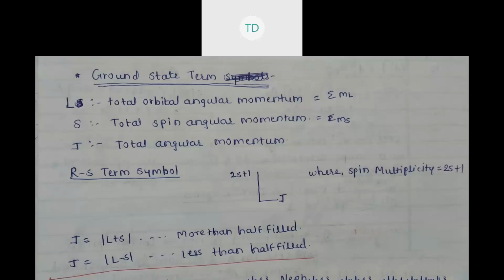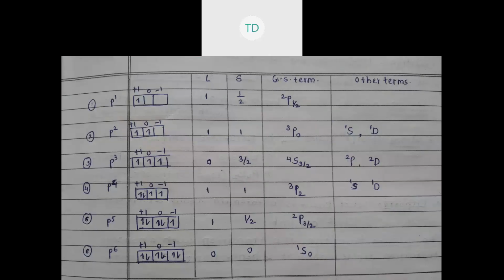But the J value varies depending upon the electronic configuration. If the electronic configuration is more than half filled, then the J value will come out to be L plus S. And if the electronic configuration is less than half filled, the J value we will consider to be L minus S.